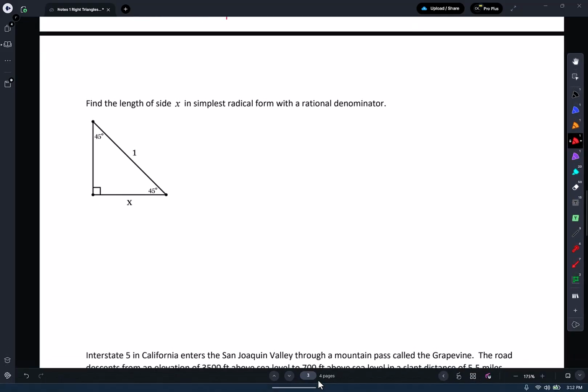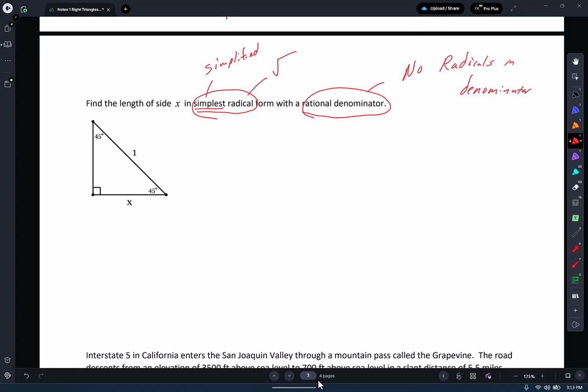All right. Find the length of side x in simplest radical form with rational denominator. Look, they threw a whole bunch of vocabulary at you. Simplest radical form, that means it has a root. It doesn't have to be a square root. It could be a cubic root, fourth root. That's what you call a radicand. And it says simplest, so that means simplified. And with a rational denominator, that means no radicals in the denominator. That's what it means.